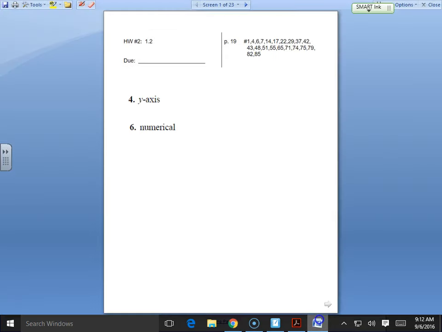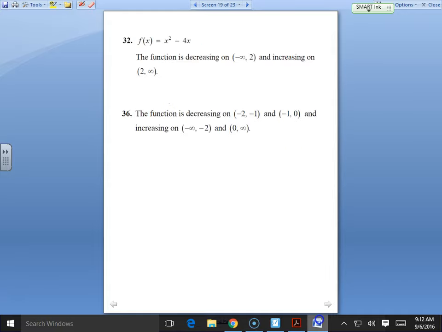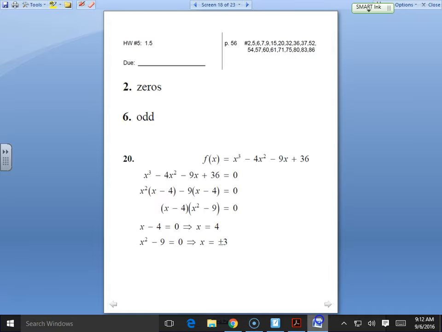Alright, number 4 should have been y-axis symmetry. Something to do with even, maybe? Oh, why am I in the wrong one? Oh, it's the end. Give me a second. Sorry, number 2, zeros. Number 6, odd. Number 20, to find the zeros now.